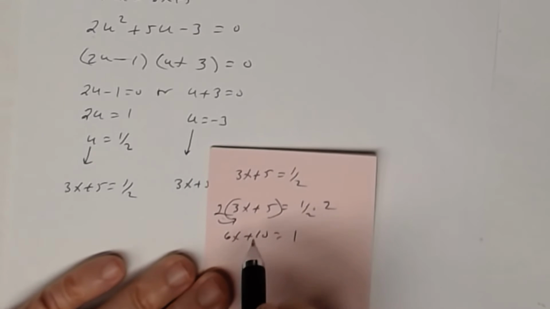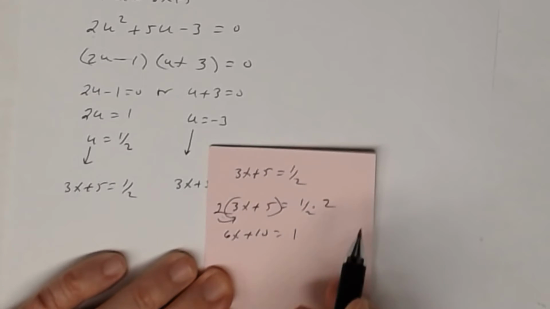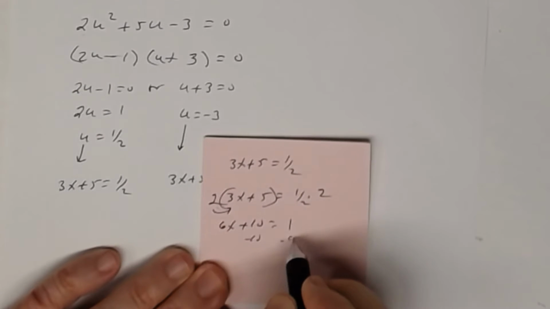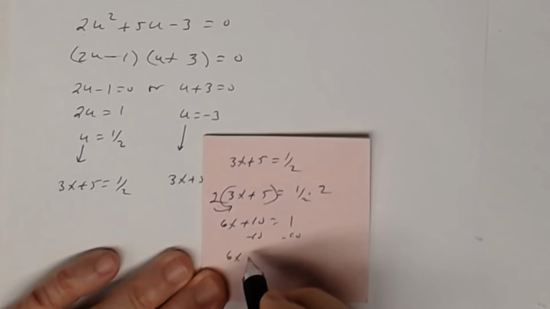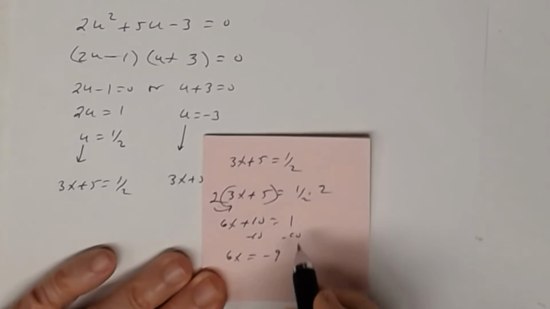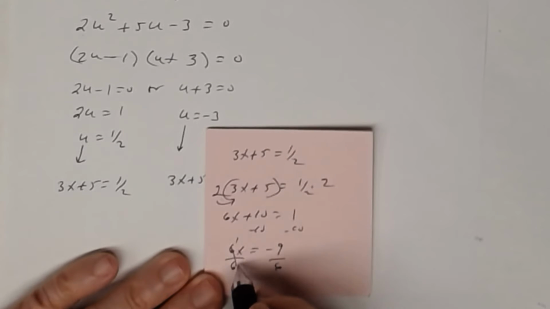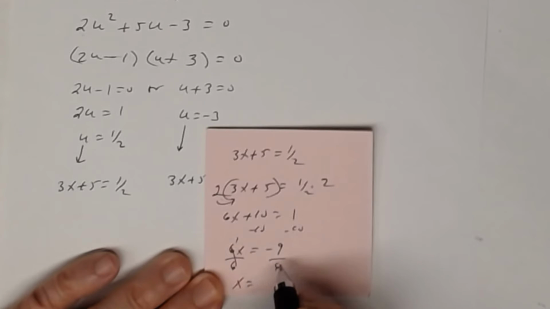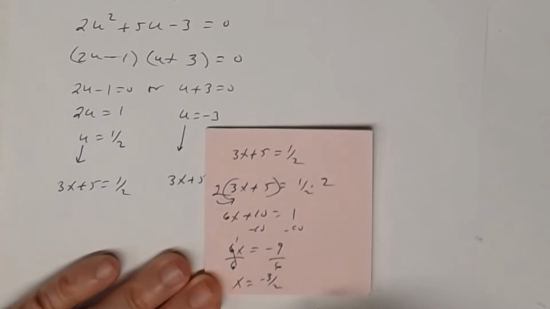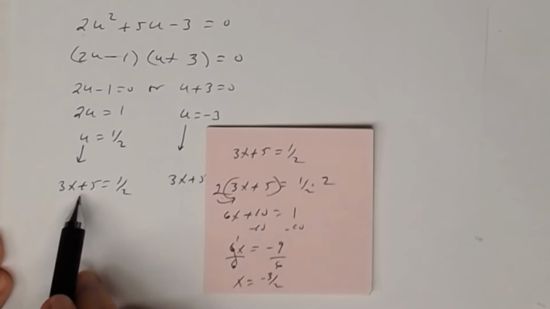Notice you now have a linear equation without any fractions in it. Now you just subtract 10 from both sides. You get 6x equal negative 9, since 1 minus 10 is negative 9. Then divide both sides by 6. 6 divided by 6 is 1, and 1 times x is x. So I get x to be, and then reduce this, they're both divisible by 3, negative 3 halves. All right, so that will be the solution here.